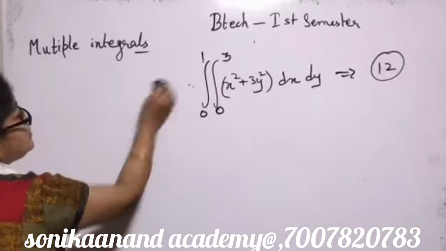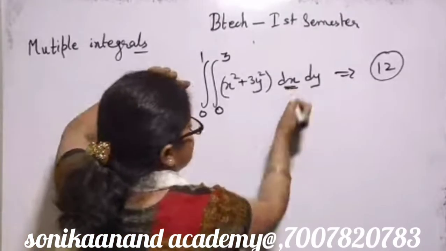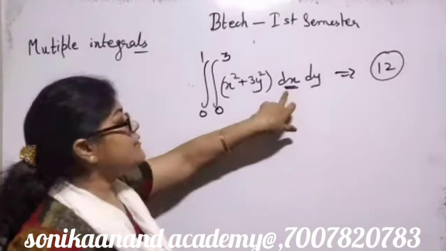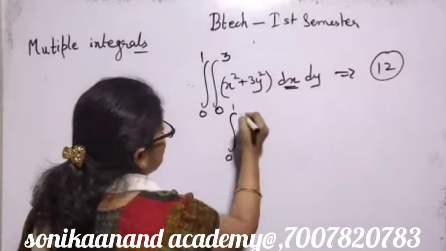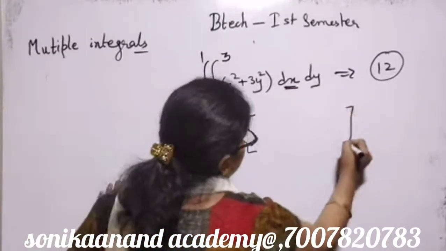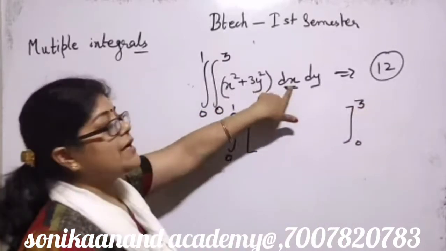Now we have to solve this question. Firstly, we integrate it in terms of x, because the function which comes earlier, we have to solve for that earlier. So we have limits 0 to 1, and the limits 0 to 3. Now integrating this function with respect to x.